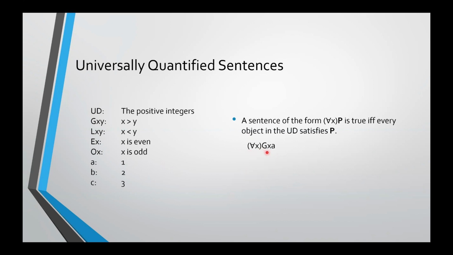For all x, Gxa, x is greater than a. Every number is greater than 1 is what this means. It's going to be true if every object in the universe of discourse satisfies this condition of being strictly greater than 1. Unfortunately, we're talking about strictly greater than, not greater than or equal to, which means that this is false because 1 itself is a positive integer and 1 is not greater than itself.